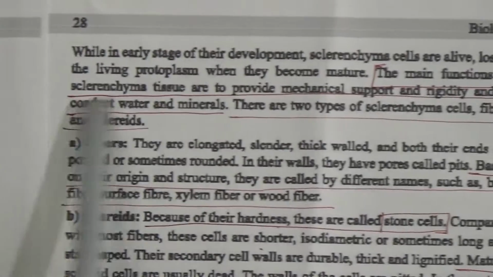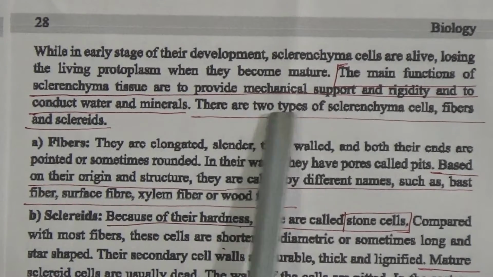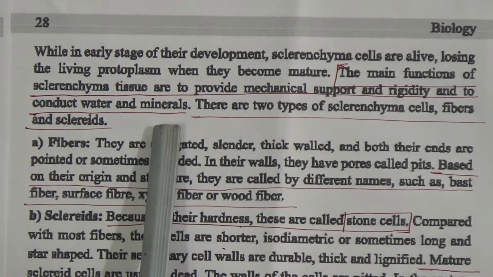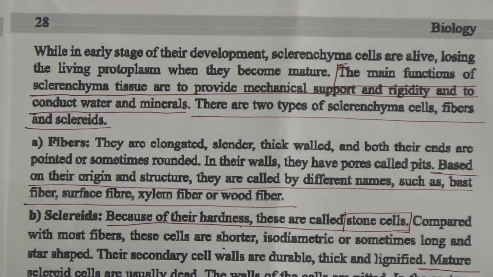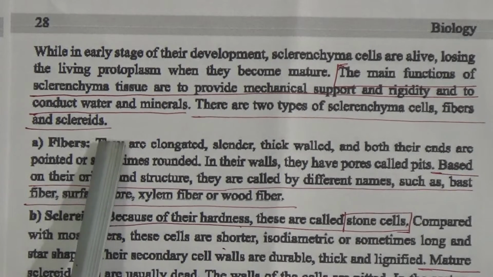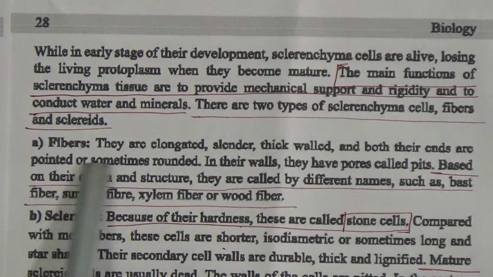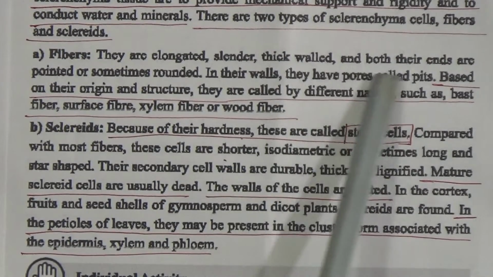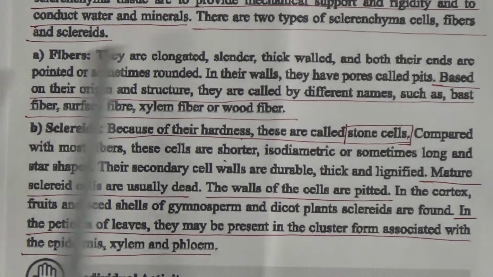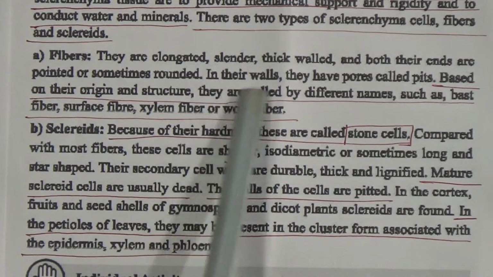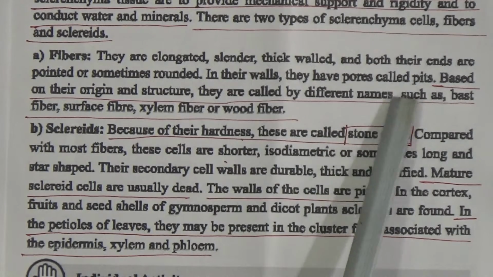The main functions of the sclerenchyma tissues are to provide mechanical support and rigidity and to conduct water and minerals. There are two types of sclerenchyma cells, fibers and sclereids. Now, number 1, fibers. They are elongated, slender, thick-walled, and both their ends are pointed or sometimes rounded. In their walls, they have pores like pits.